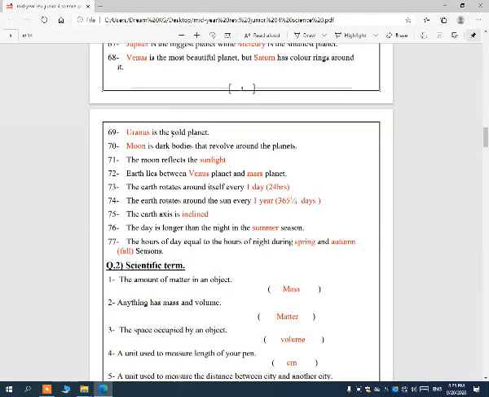69. Which is the cold planet? Cold planet. Uranus is the cold planet.